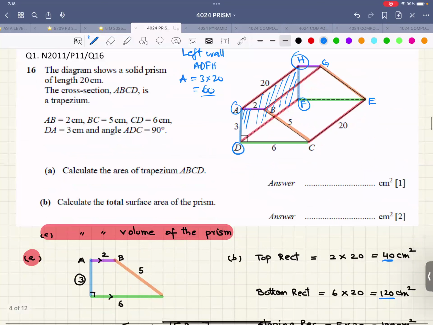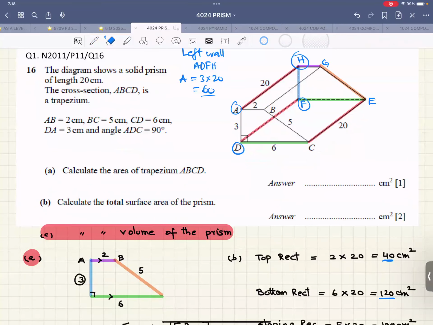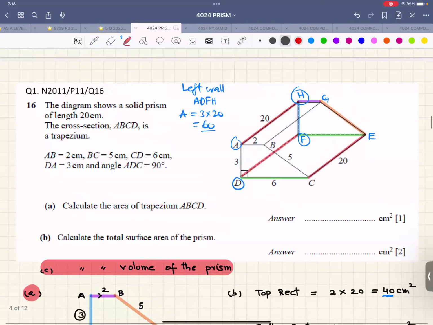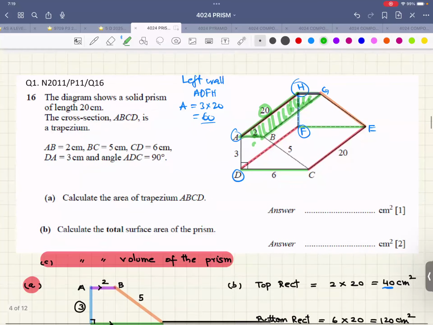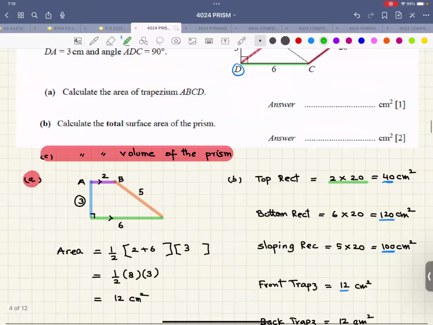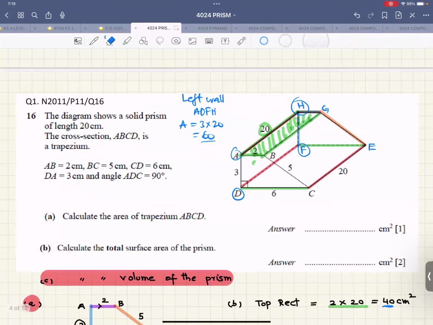So that's one thing. Then there is the top rectangle. Now let me erase this thing again. So let me erase this thing on the inside. And then when we talk about the top rectangle, which rectangle are we talking about? We are talking about this thing, and this thing. So that is right over here. So now this rectangle is 20 into 2. This rectangle is 20 into 2, which is 40. That's done. What else is there?